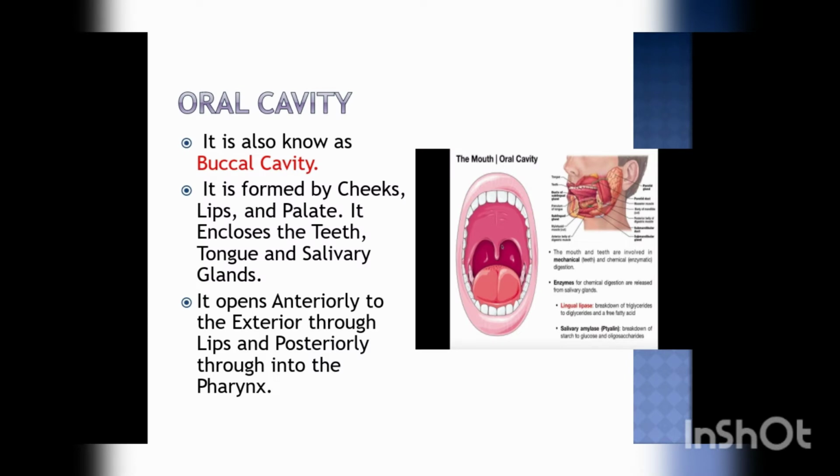Oral cavity. It is also known as buccal cavity. It is formed by cheeks, lips and palate. It encloses the teeth, tongue and salivary glands. It opens anteriorly to the exterior through lips and posteriorly into the pharynx. You can see in this picture the anterior view of oral cavity and lateral view of oral cavity.